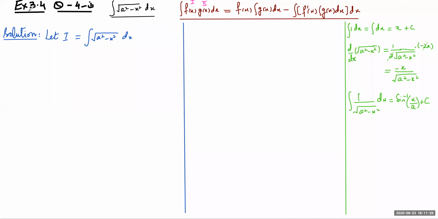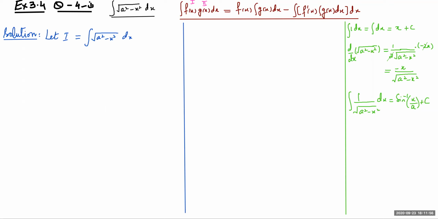Bismillahirrahmanirrahim. Exercise 3.4, question number 4, part 1. Integral of square root of a square minus x square dx. The formula for integration by parts is integral of f(x) g(x), considering f as the first and g as the second function. It is equal to first function times integral of second, minus integral of derivative of first function times the same integral.